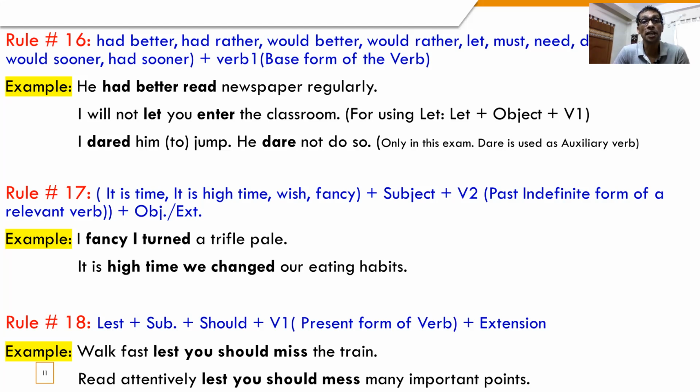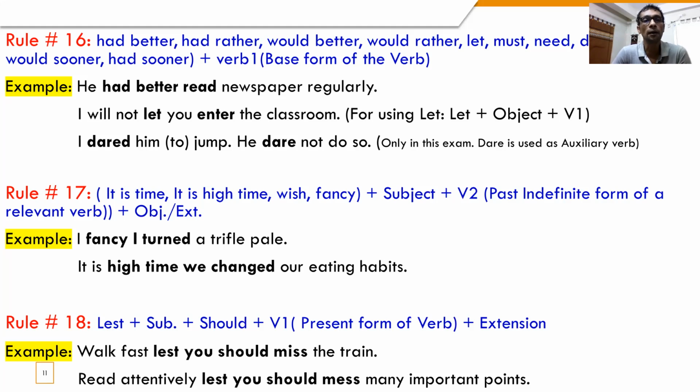Okay, last one: I dared him jump. He dare not do so. So dare is a very special verb. Look at the example, I dared him to stop. It means that when you use dare as a main verb, you can use this. But when you use dare as an auxiliary verb, you have to use it like this: he dare not do so, because it's an auxiliary verb. That is why you don't use s after he dare. It should not be said like he dares, because it's an auxiliary verb. So, he dare not do so. Very special care must be given to this verb.